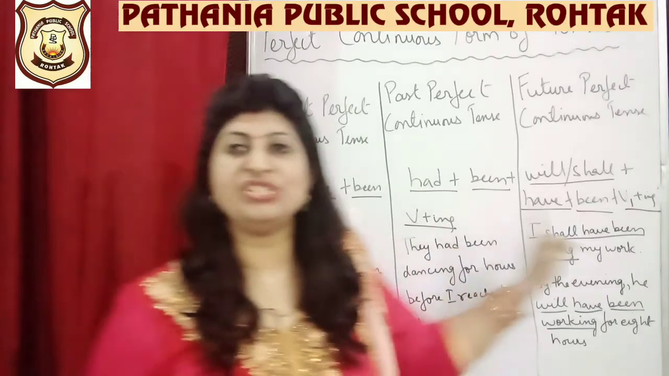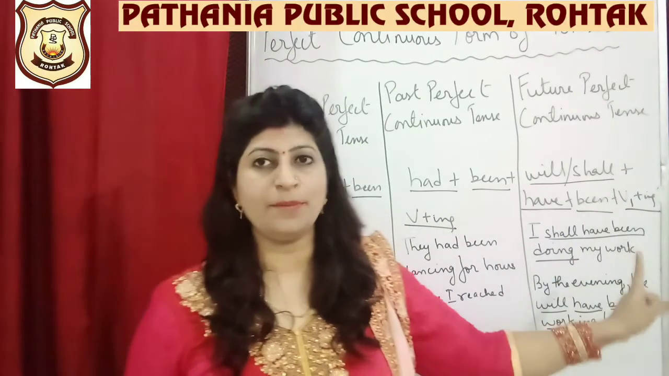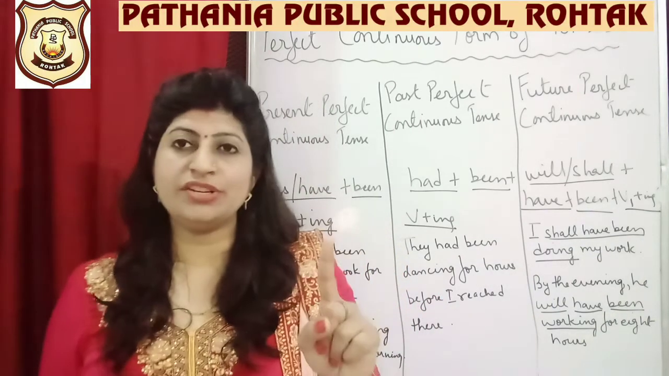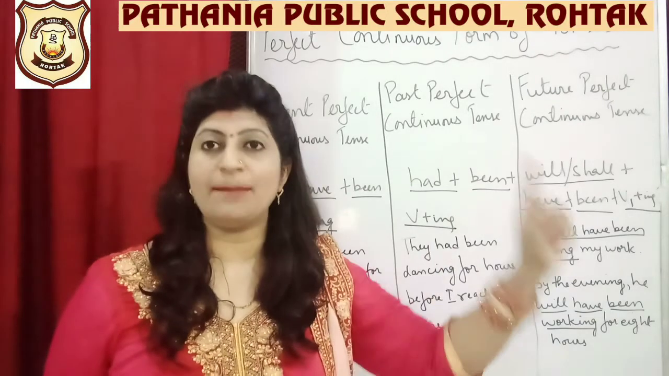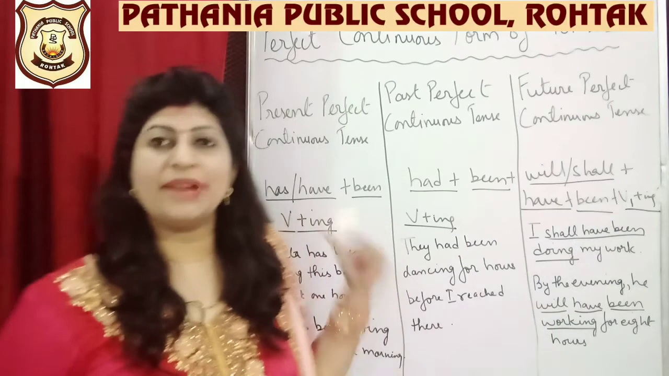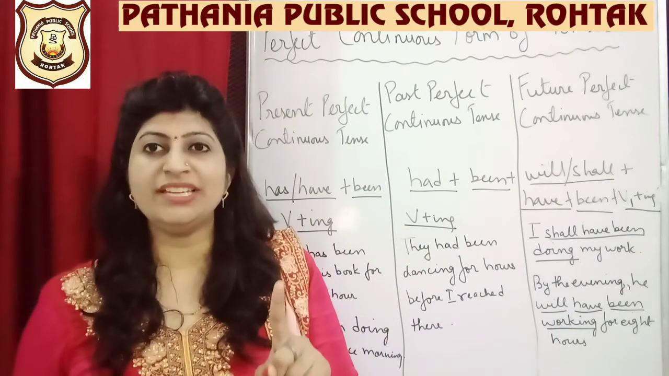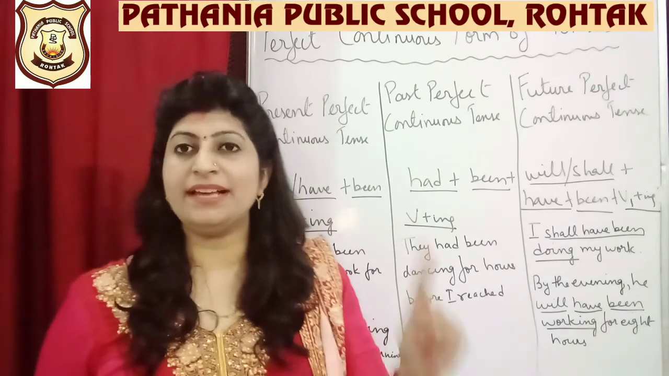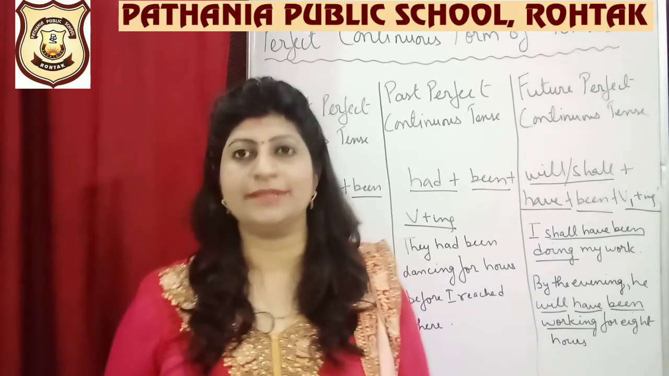So how will you differentiate whether a sentence is in present perfect continuous or future perfect continuous? What will be the difference between these two? Future is going to use will, shall, have, been plus V plus ing. Present will use either has or have. Been also it will use: have, has, been plus V plus ing. So this is how you're going to identify it.